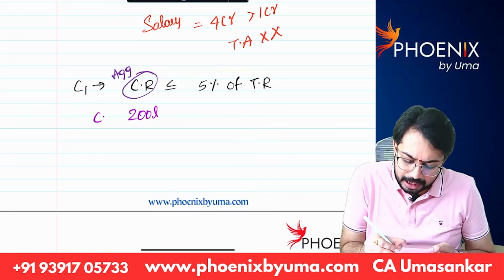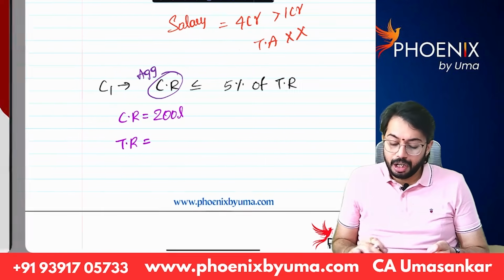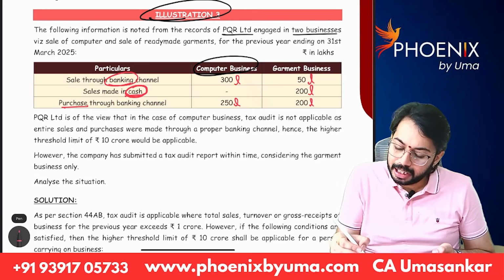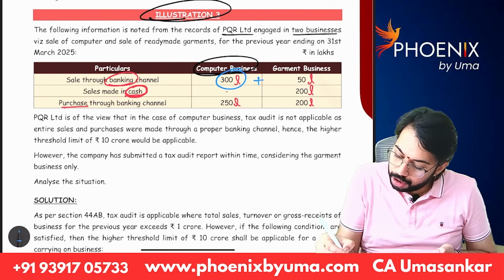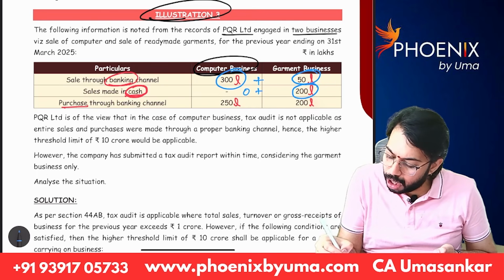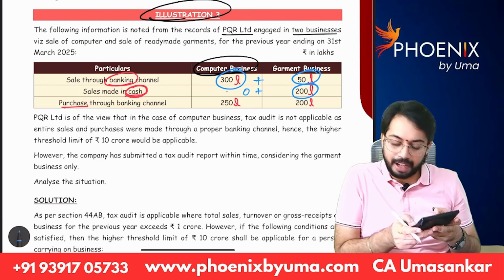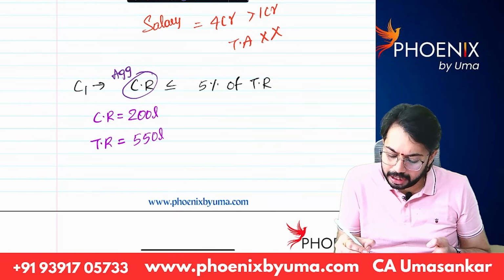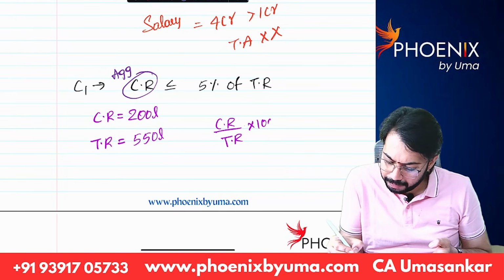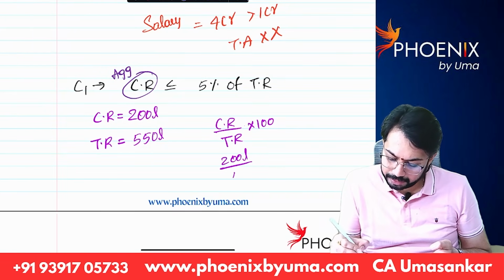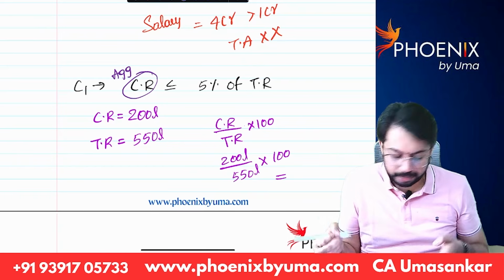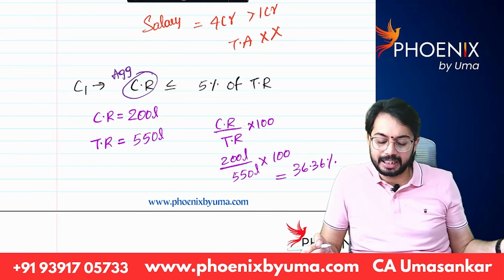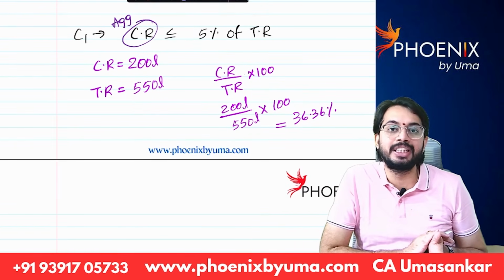How much are total receipts? Total receipts means cash receipts plus bank receipts. So total receipts means 300 lakhs plus 50 lakhs plus 0 plus 200 lakhs. That is 550 lakhs, right? Now do the calculation: cash receipts by total receipts into 100. Cash receipts are 200 lakhs divided by 550 lakhs into 100. That is 36.36%.